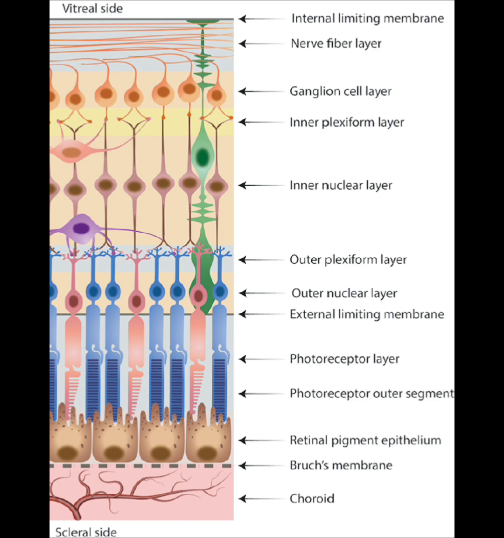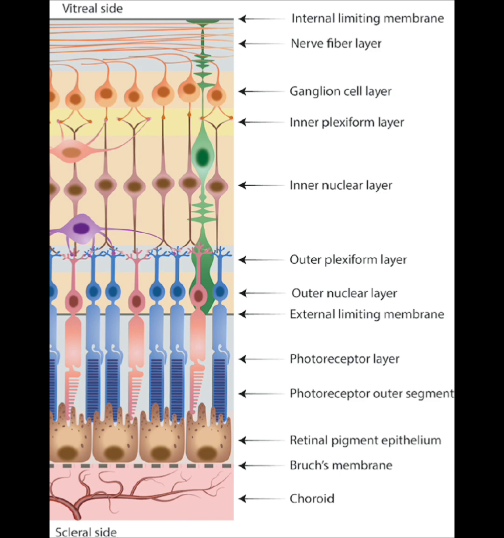External limiting membrane, ELM. This acts as a support scaffolding. It's not a true membrane but a series of tight junctions that mechanically hold the photoreceptors in place, acting as a filter or barrier. Photoreceptor layer, PRL. This is the light sensor array.